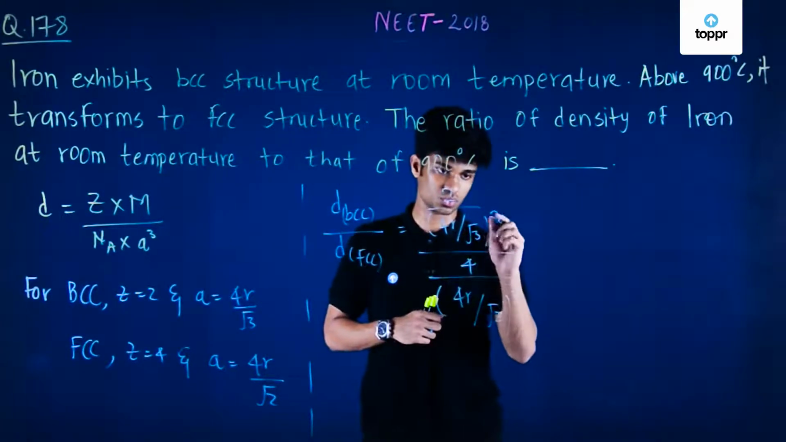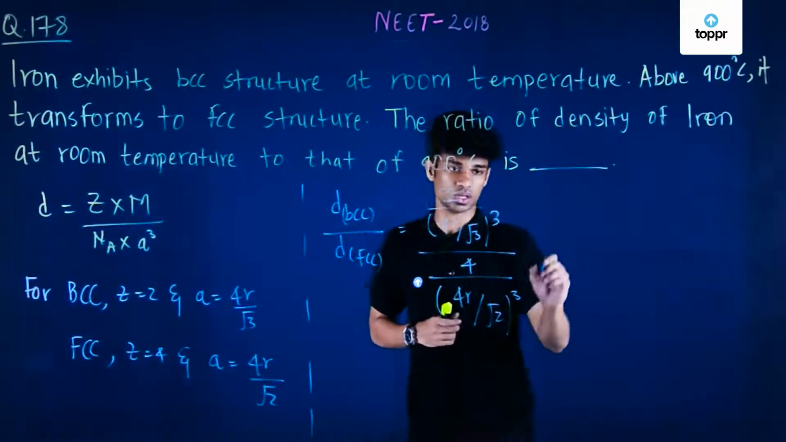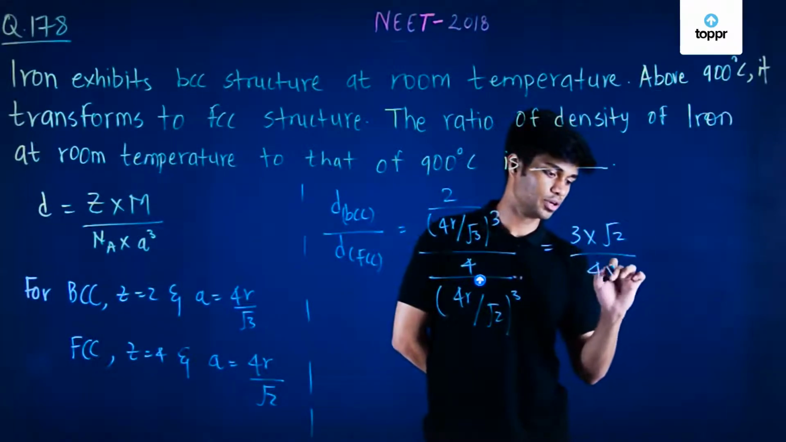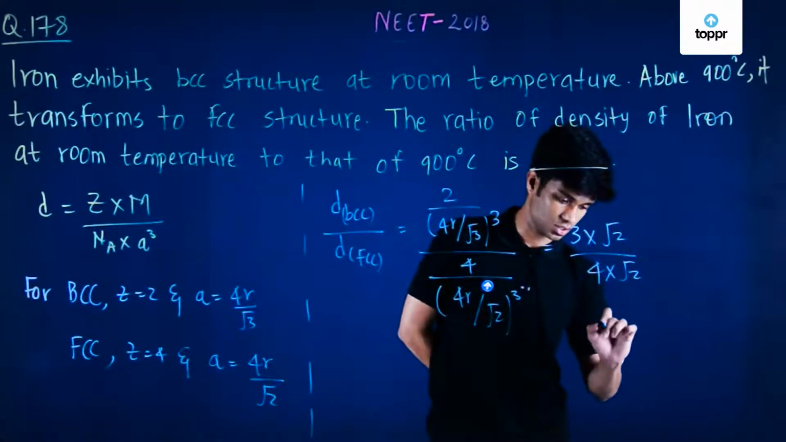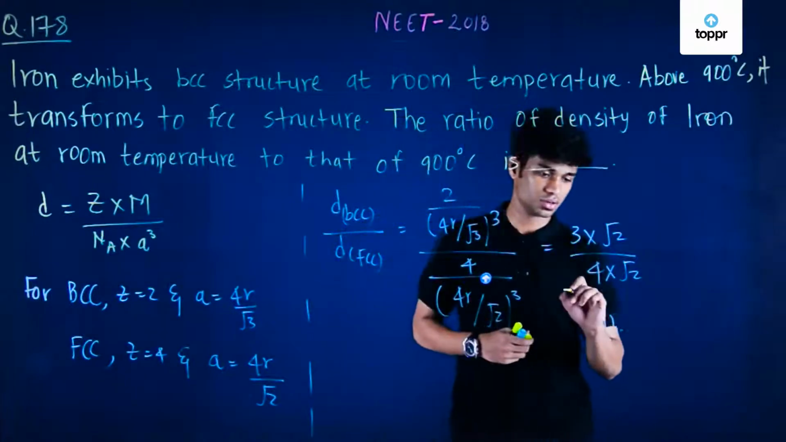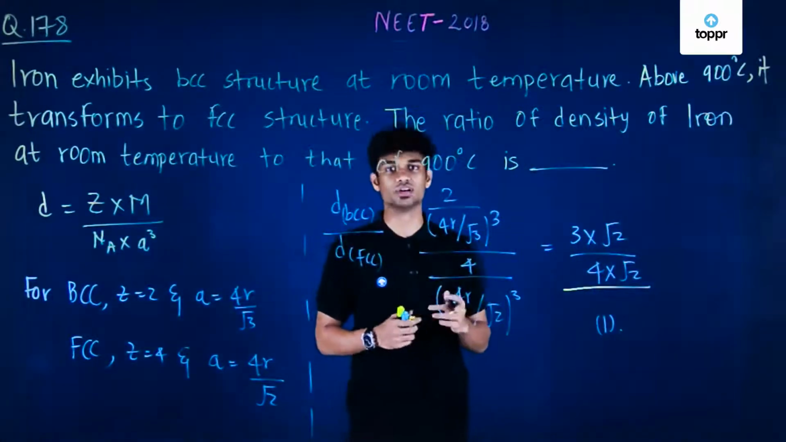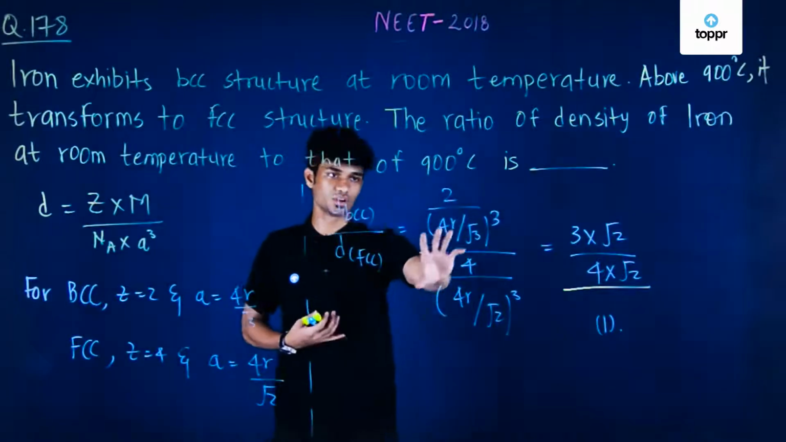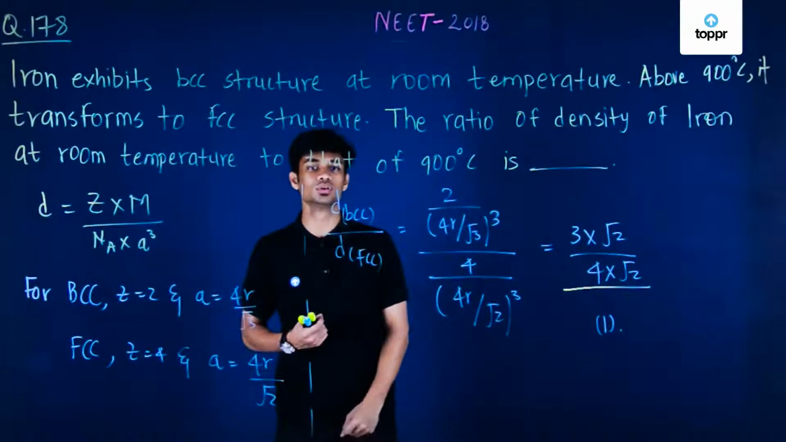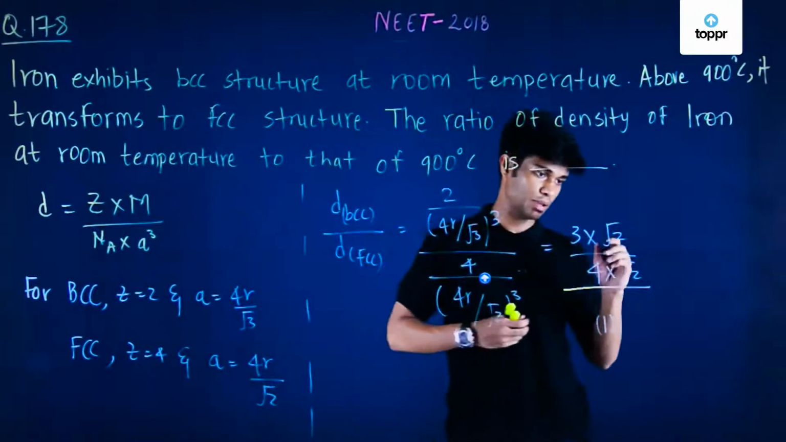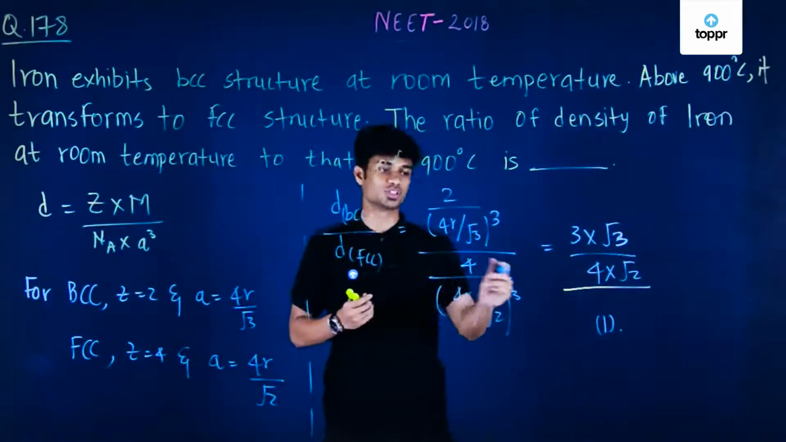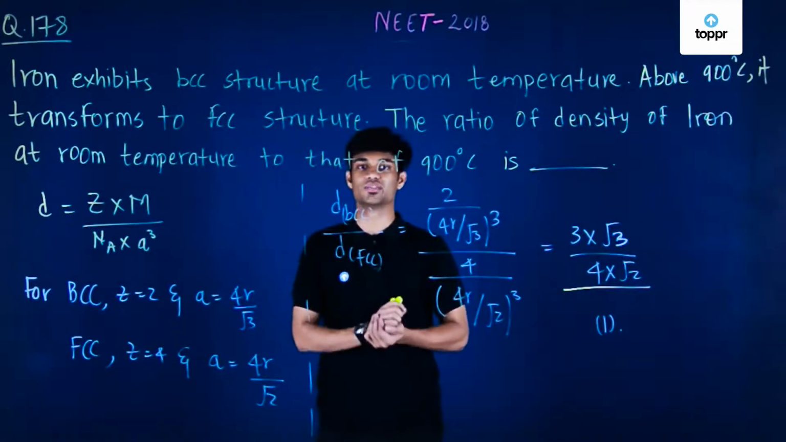I'm sorry, this is not 2, this is my cube. On solving, you get 3 into root 3 upon 4 into root 2, which is your option number 1. So this is your final answer. The ratio of the densities is pretty straightforward. Simply solving this, you will get option number 1, that is 3 into root 3 upon 4 into root 2, once again my bad. So this is option number 1 for question number 178.